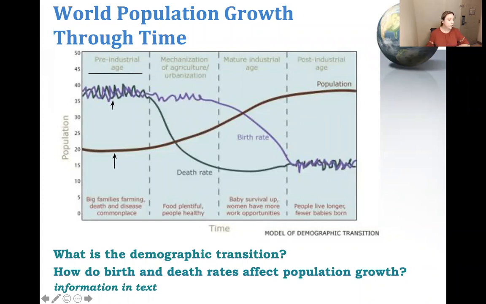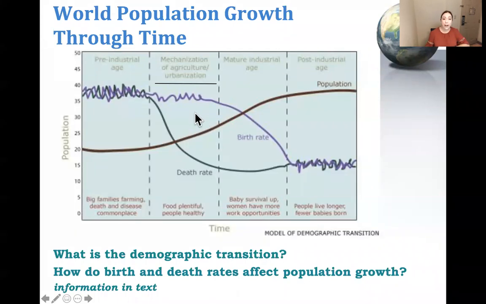So let's look at the second stage. So here we are at mechanization of agriculture and urbanization has started. That means people are starting to live in cities. So this is the stage at which you see rapid population growth.